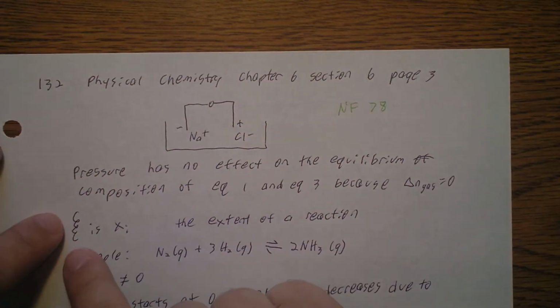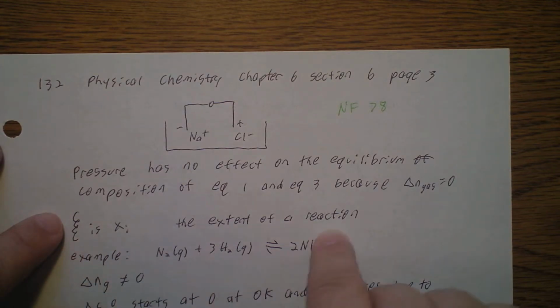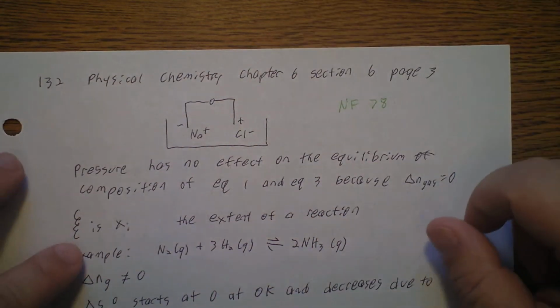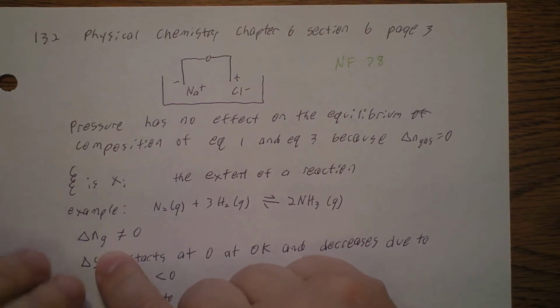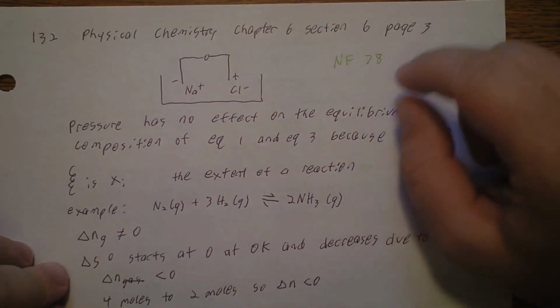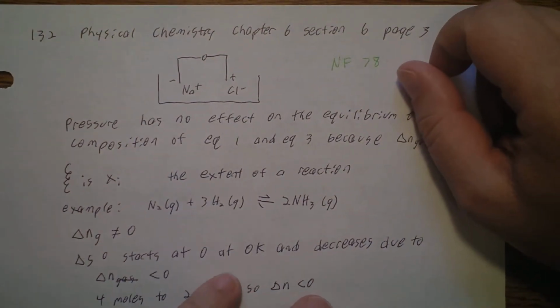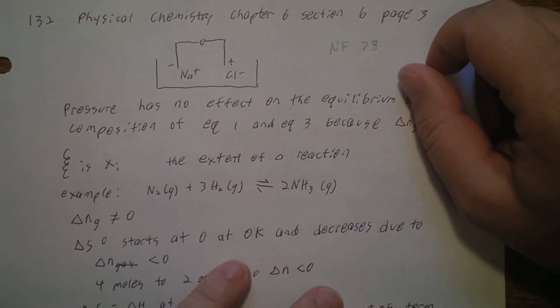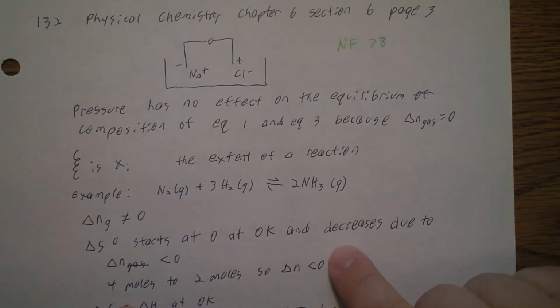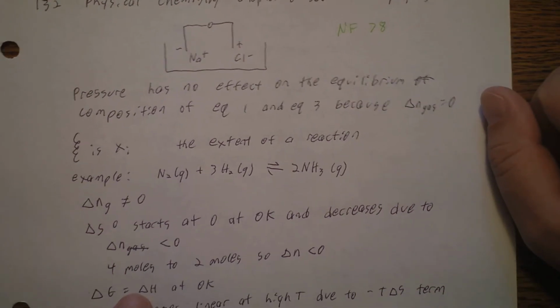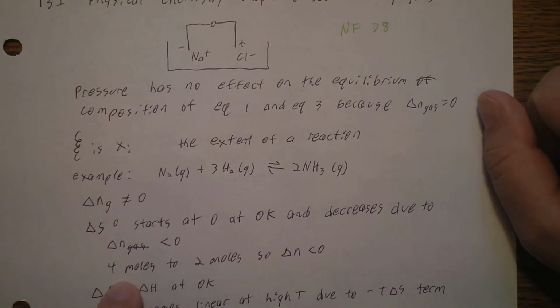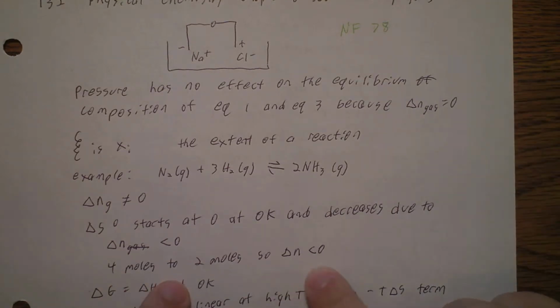Okay, so on the other hand, xi, remember, is the extent of the reaction. We talked about that before. So in the example of N2 gas plus 3H2 gas going to ammonia gas, the change in the number of moles in the gas phase is not equal to 0. Now remember, delta S naught starts at 0 Kelvin. That's something we arbitrarily decided. That's the standard. And it decreases due to delta N being less than 0. So 4 moles goes to 2 moles since delta N is less than 0.